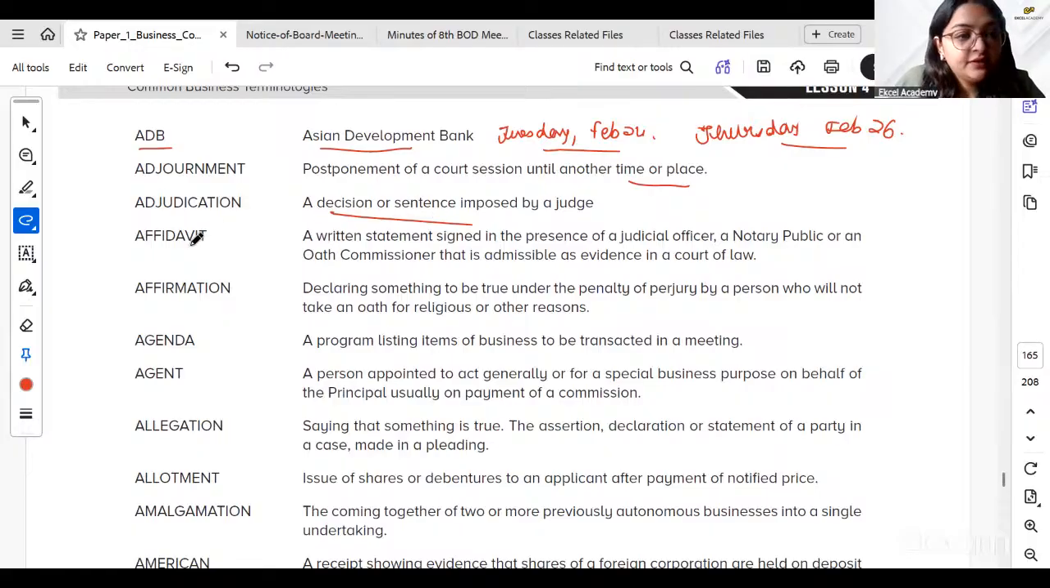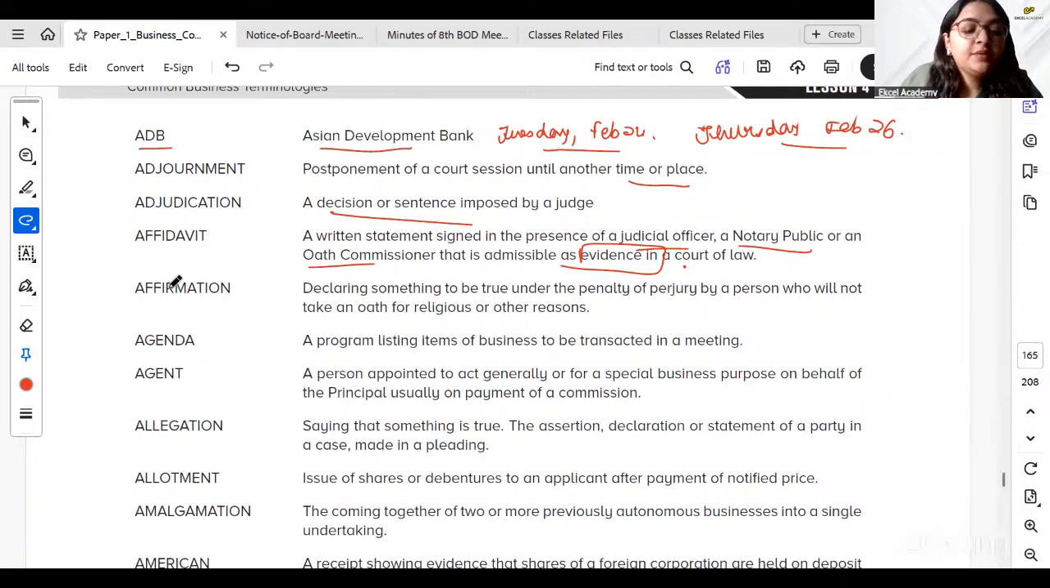All right. Affidavit. What is affidavit? A written statement signed in the presence of a judicial officer, a notary public, or an oath commissioner that is admissible as evidence in the court of law. Okay. So let's say, for example, you are opening a company, right? But the ministry wants you to tell that you will not do any activity except for what you have mentioned in your objects clause. Okay. So you as directors will write an affidavit that we will strictly carry on the business of, say, construction, and we will not involve in any financing activities, right? So affidavit is like a written statement which can be shown as evidence at a later stage.